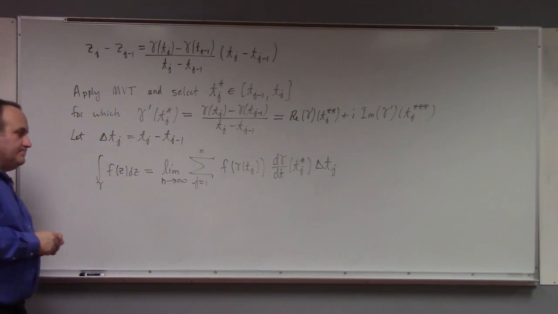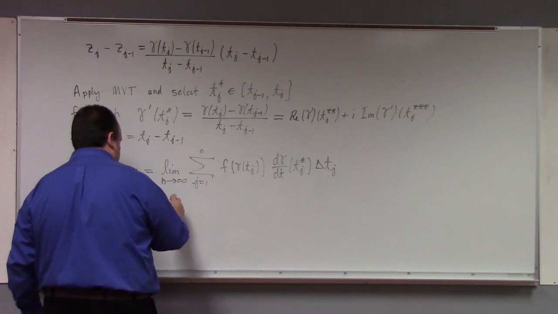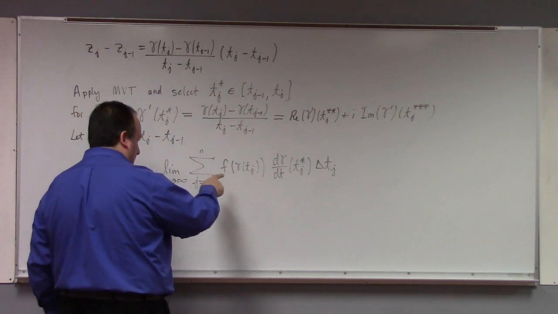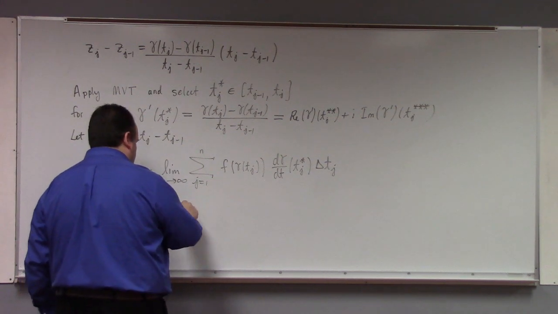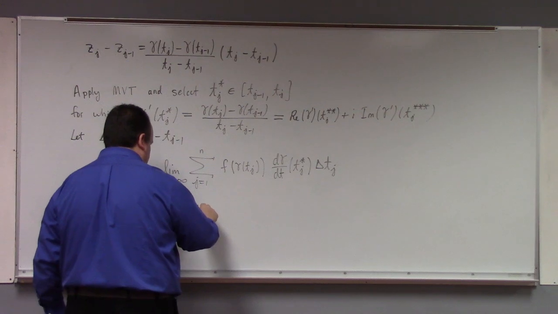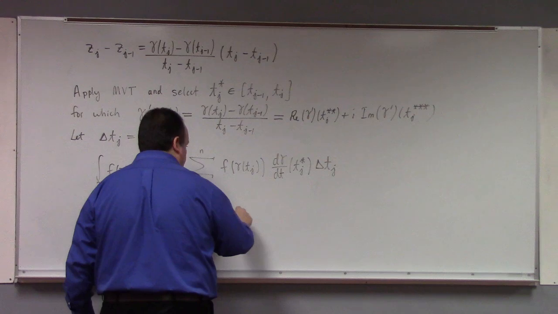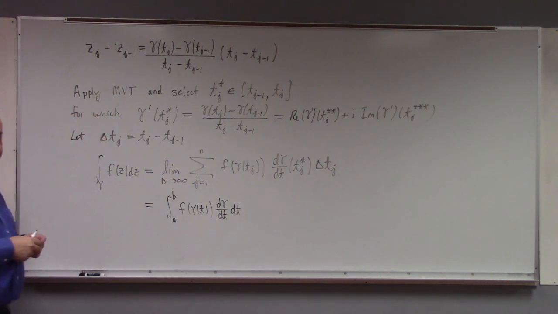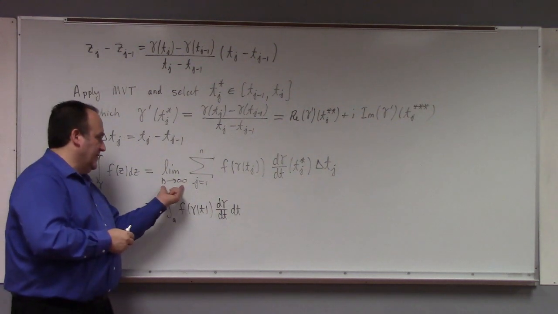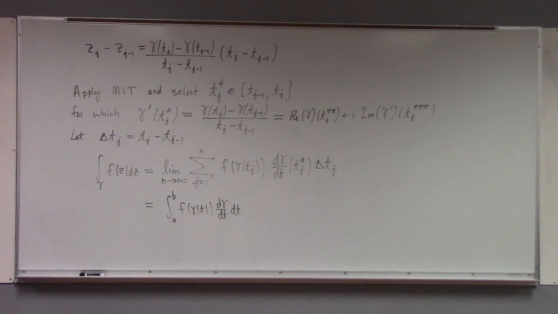So then this is exactly the integral from a to b of f of gamma of t times d gamma dt dt. Because I'm taking the Riemann sum. So I'm extending the Riemann sum here to complex values, admittedly.